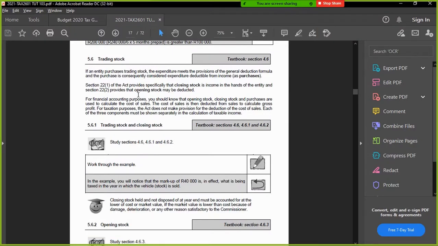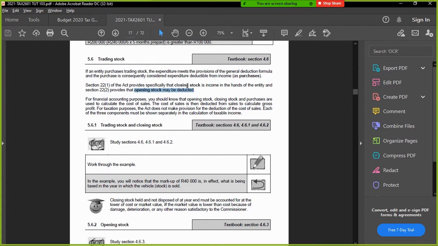Here's the trading stock. There we go. See, opening stock. What did we say we're going to do to opening stock? Deduct it. Yes, we said we were going to subtract. Remember that? Because opening stock is going to increase your cost of sales. Cost of sales is an expense, so you deduct it. So you deduct your opening stock, and then you add back your closing stock.